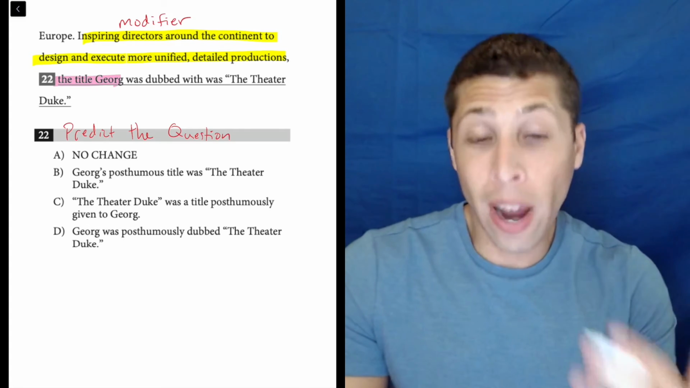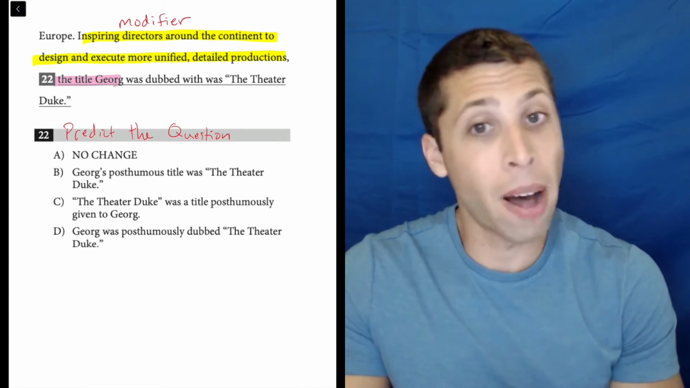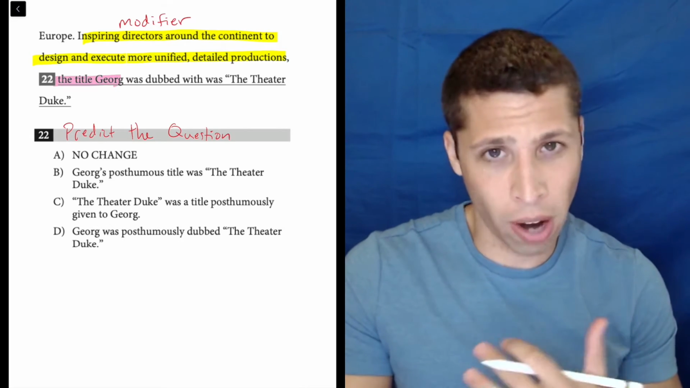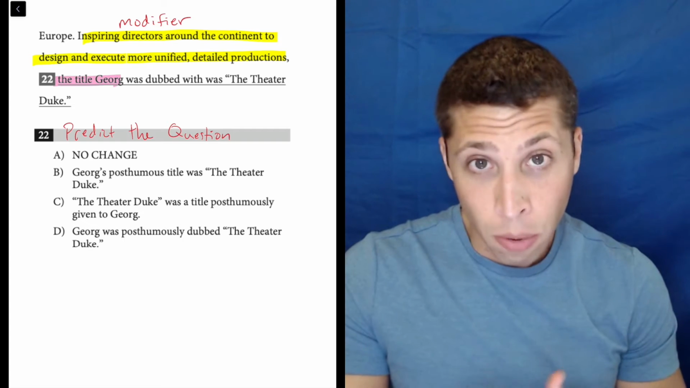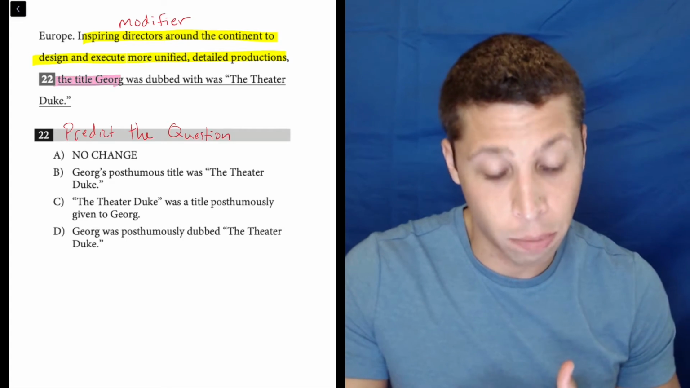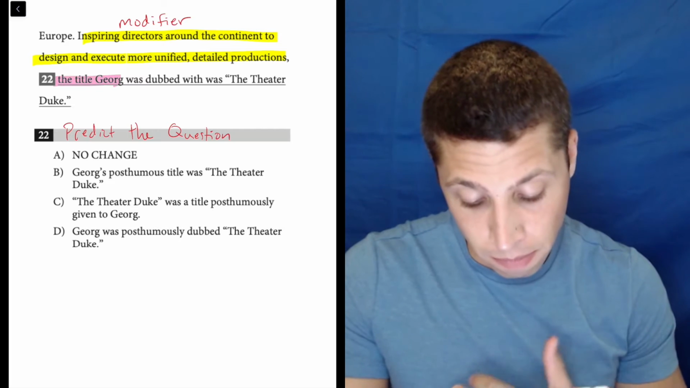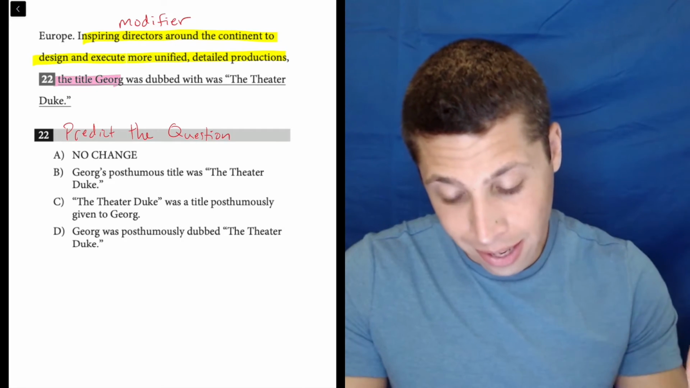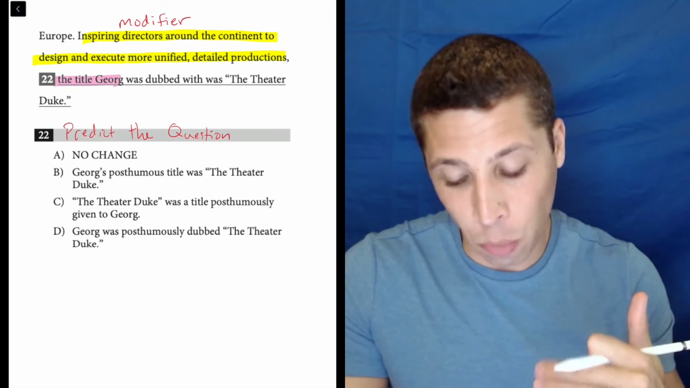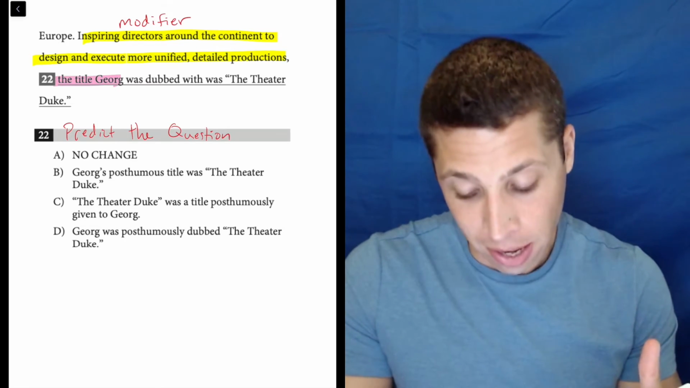So one strategy you can use is you can turn the modifier into a question. I know it's long, but let's just try it. What was inspiring directors around the continent to design and execute more unified, detailed productions? So maybe let me shorten that a little bit. What was inspiring directors? Okay.